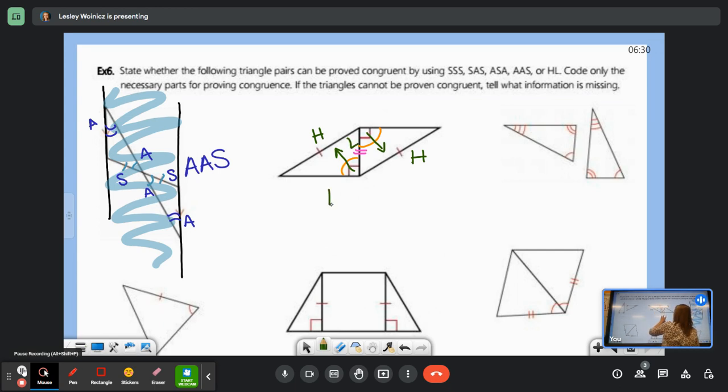So this is hypotenuse leg. I was about to say that it was the bad word one, but it's not. It's hypotenuse leg. Arr! Hypotenuse leg will get ya. Okay.